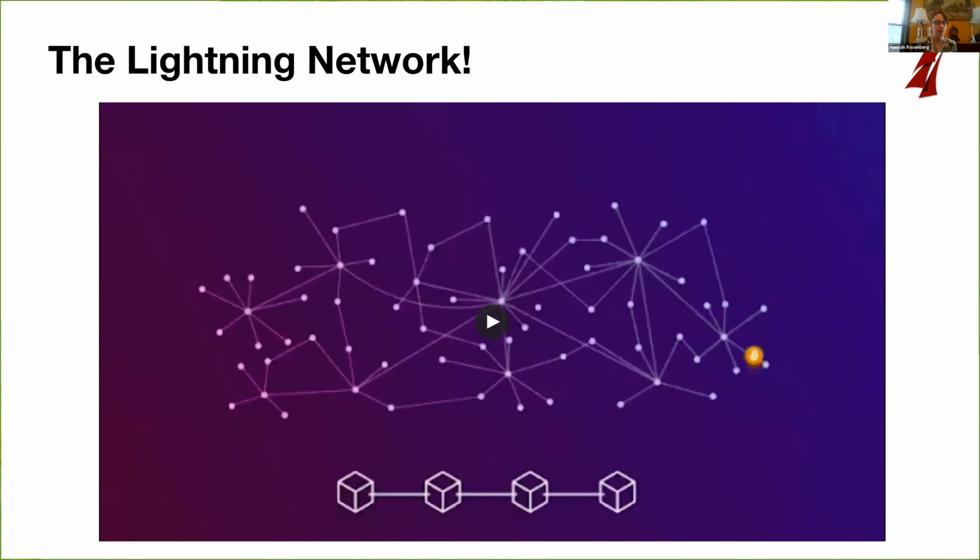Now, to go back to the analogy we had earlier of writing a check, I often use a similar analogy for the Lightning Network. It's very important to note that the Lightning Network is not a separate coin. It's not a separate chain. It is just an additional protocol on top of the Bitcoin protocol.